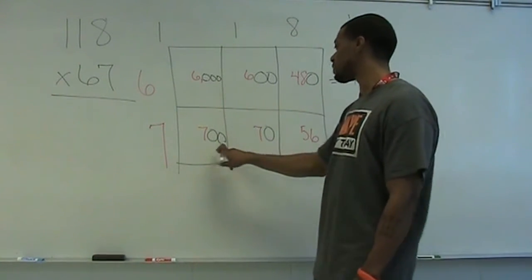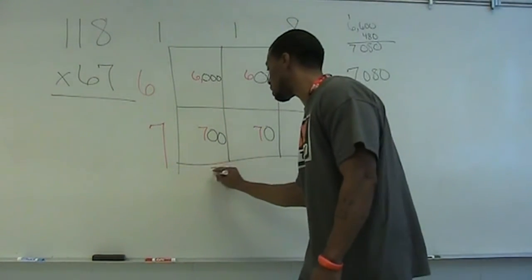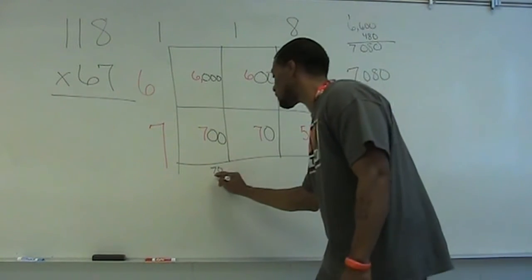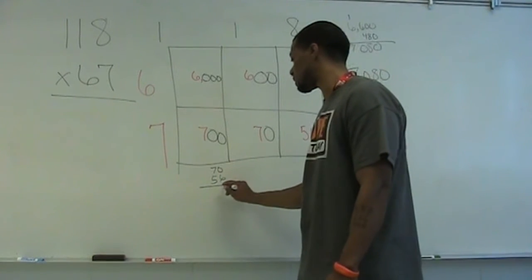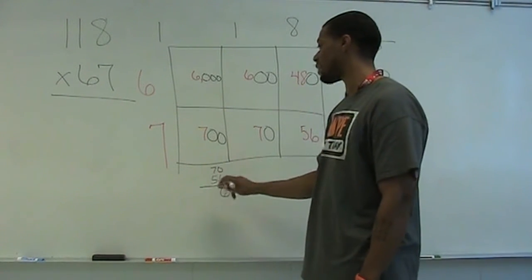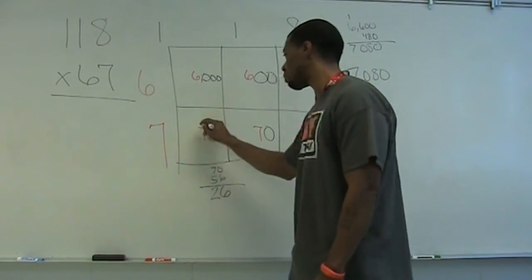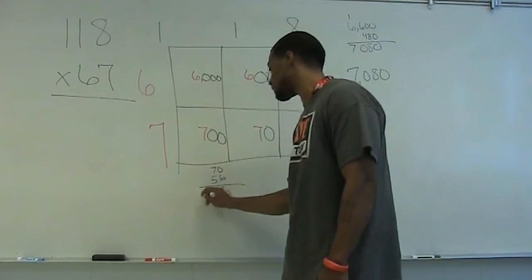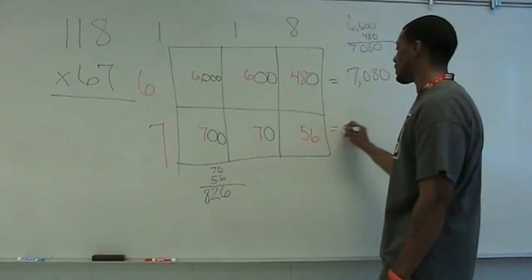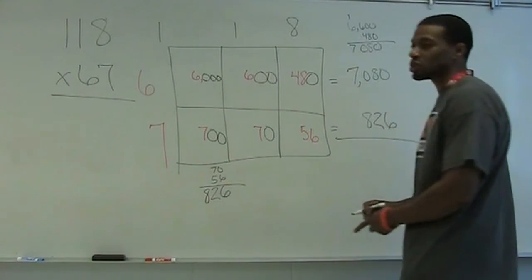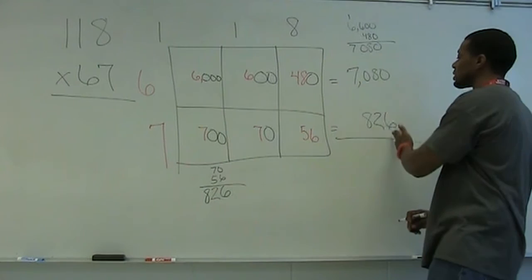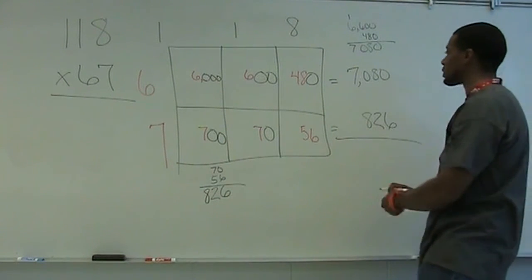Right here I have 700 plus 70 plus 56. 0 plus 0 plus 6 gives me 6. 7 plus 5 is 12. Regroup, bring the 1 up. 1 plus 7 is 8. This gives me 826. Make sure you're always lining your last digits up together to keep the place value accurate.